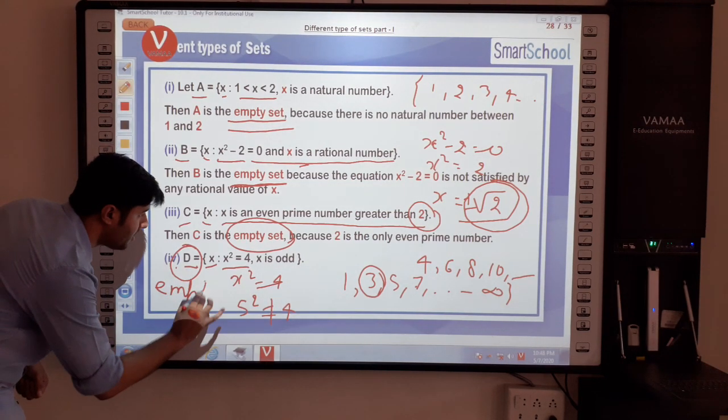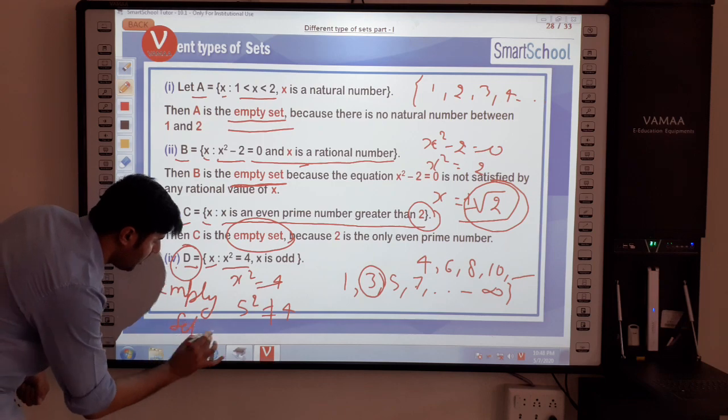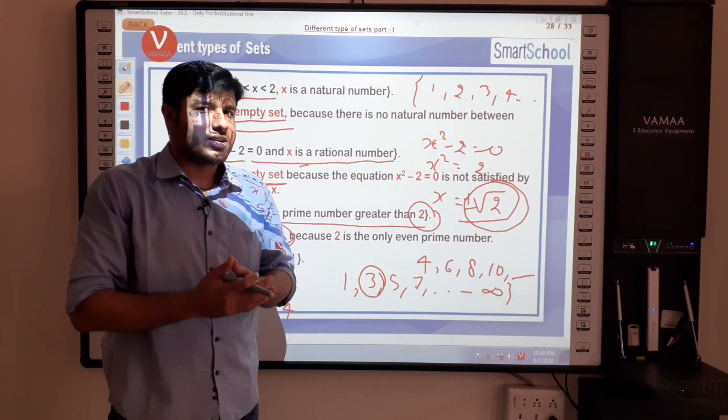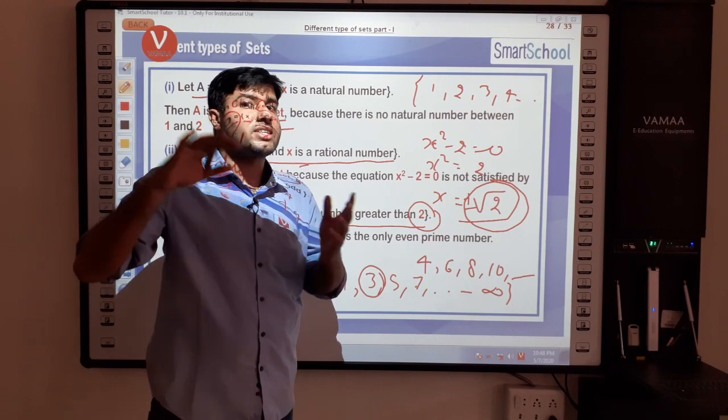This will be called what? Empty set. So I hope you know what an empty set is and how you can recognize if a given set is an empty set.